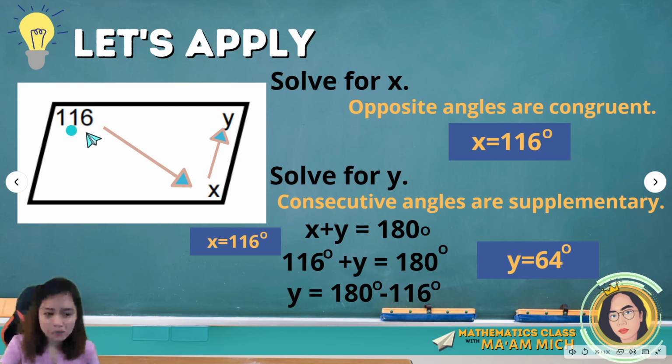So we can use this given also, that is 116 degrees. So we have the same process. 116 degrees plus y equals 180 degrees. It will give us y equals 64 degrees.